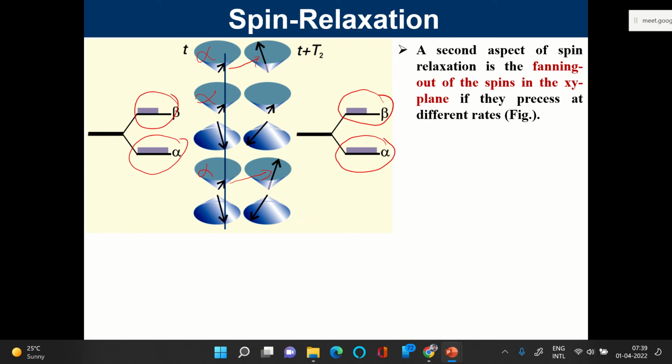So if we keep them aligned, this is not a happy situation. If they fan out, so that's what we are talking about, fanning out.